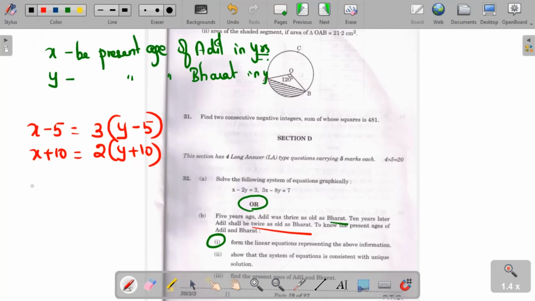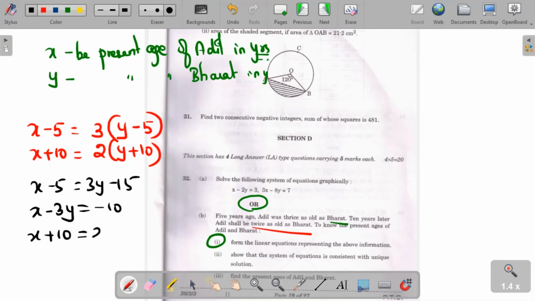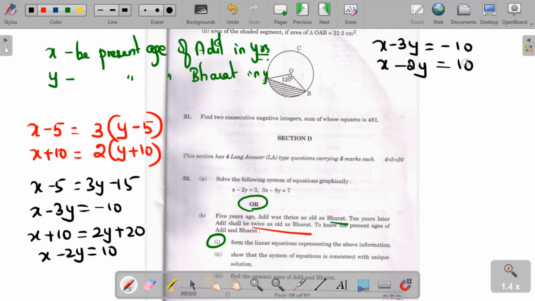easy for later reference. So this is x minus 5 is 3y minus 15, which means x minus 3y is equal to minus 10. In case of the second one, it is x plus 10 is equal to 2y plus 20. So x minus 2y is equal to 10. So let's write out the equations. x minus 3y is equal to minus 10. x minus 2y is equal to plus 10. So we will mark these two equations. It answers the first subdivision and we have also simplified and written it.